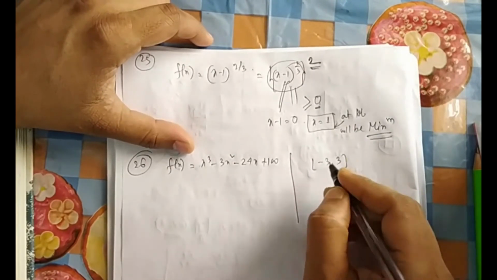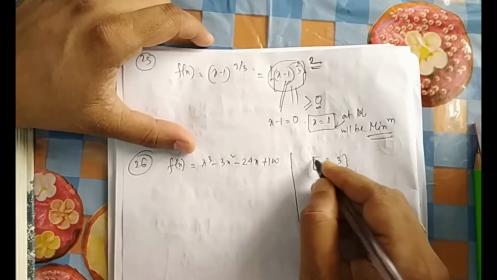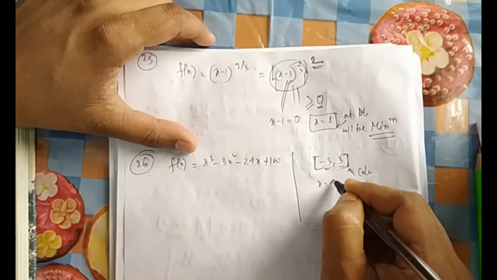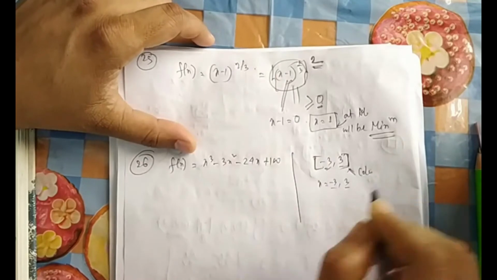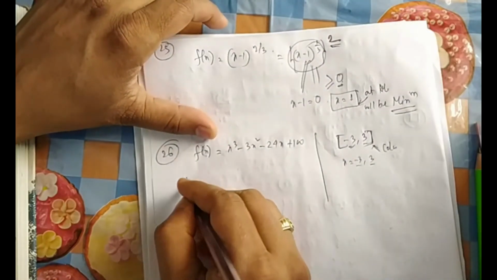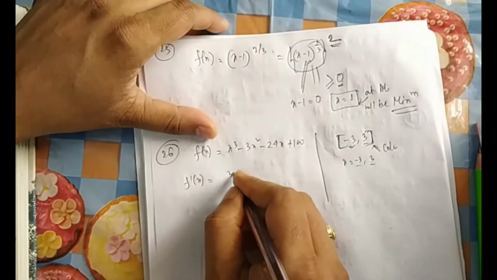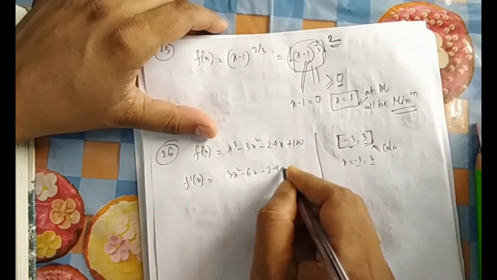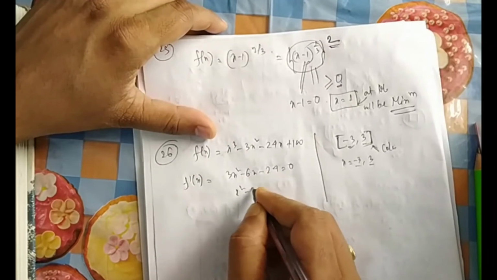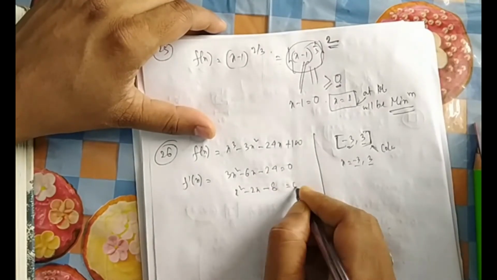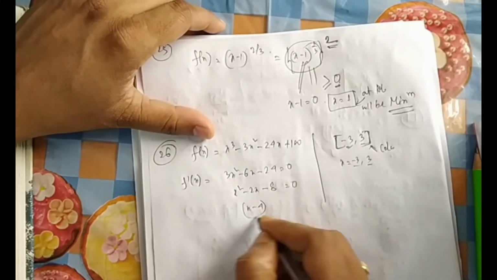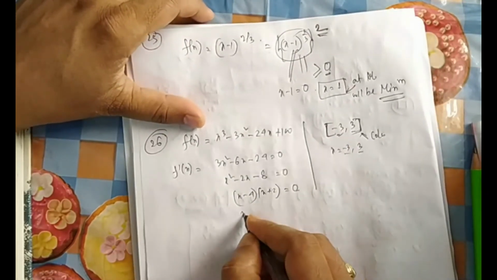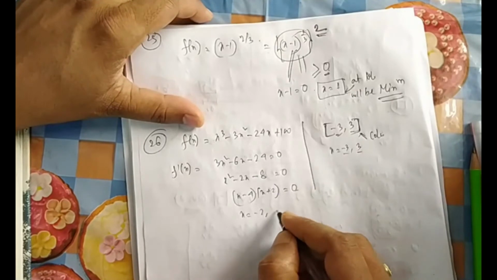In the interval -3 to 3. So now they have given a closed interval. Third bracket means closed interval. x can be minus 3, x can be 3 also. So you have to check these also after doing differentiation and all other stuff. If you differentiate it, then it is x square minus 2x minus 8, then it is (x minus 4)(x plus 2) equal to 0. So x is equal to minus 2 and x equal to 4.